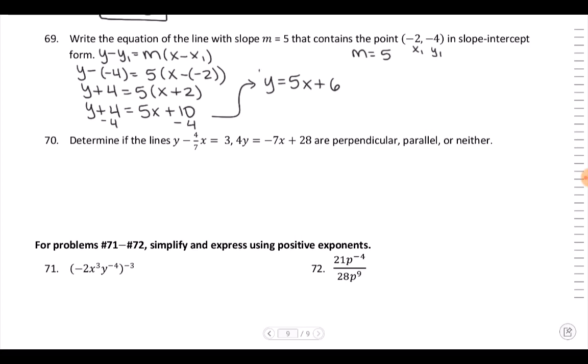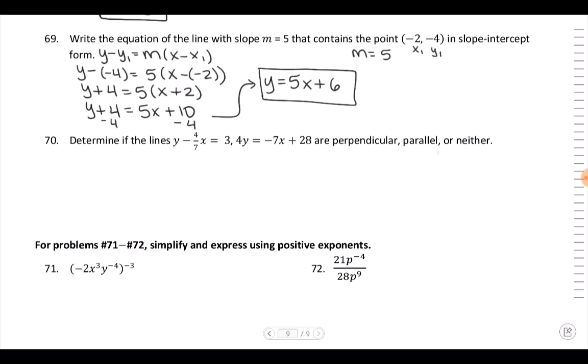All right. Cool, cool. We're almost there, guys. End of the last page. Number 70. Determine if the lines here and here are perpendicular, parallel, or neither.